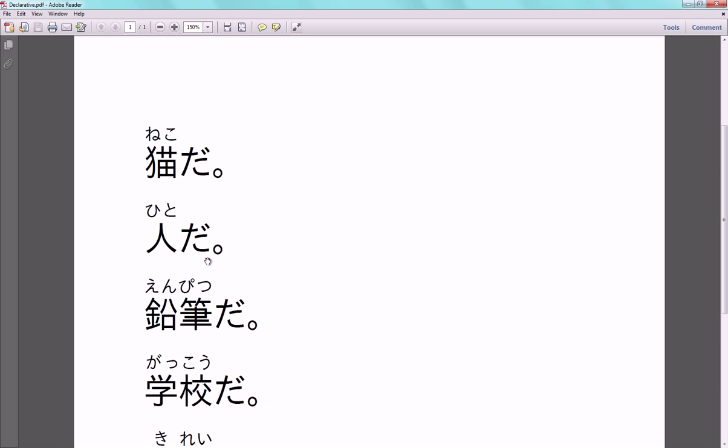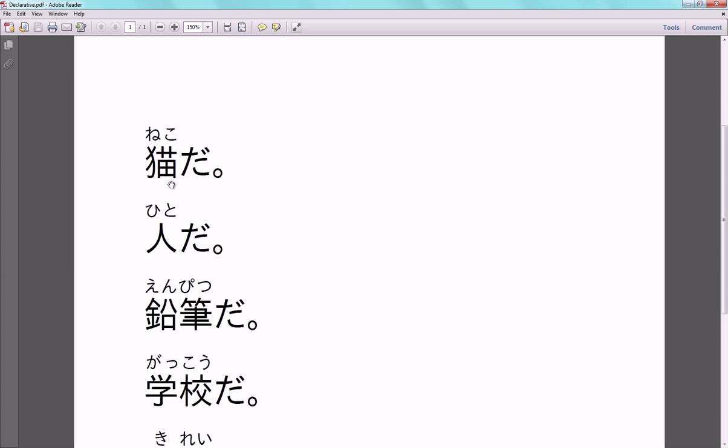Hito da. Okay, now notice that I'm using kanji, the Chinese characters, and this is something you'll have to get used to when you learn Japanese, reading kanji, reading Chinese characters, because Chinese characters are, believe it or not, part of the Japanese language. What a surprise.